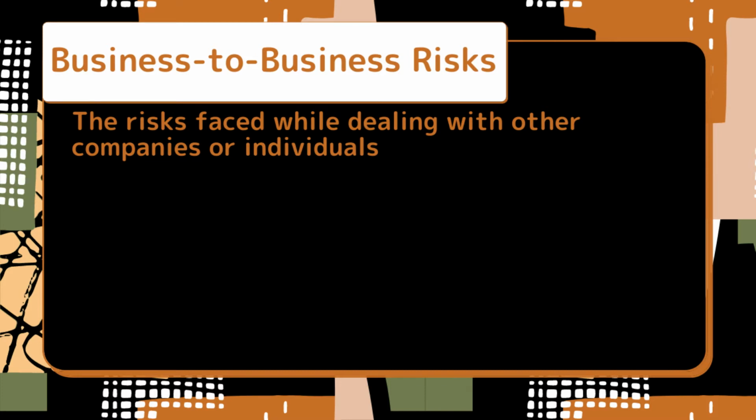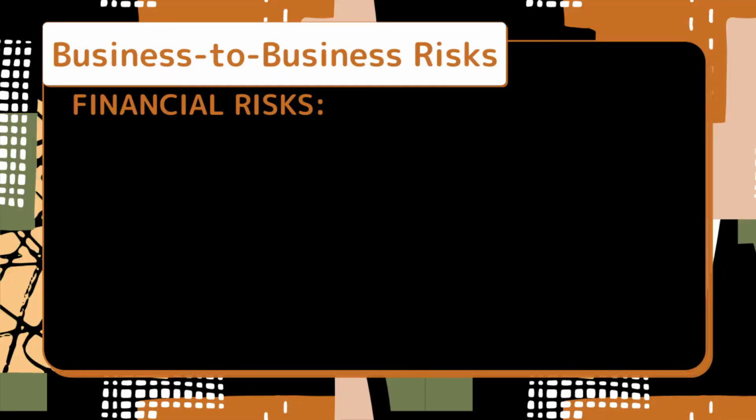In the end, we will discuss business to business risks. These are the risks faced while dealing with other companies or individuals, and their level increases if the companies involved are in different countries. Every year, billions of dollars are lost by different companies in business to business frauds. These can be categorized as follows. Financial risks. The risks related to the financial resources of a company. These can exist anywhere, but we will discuss them in the context of customers and suppliers.